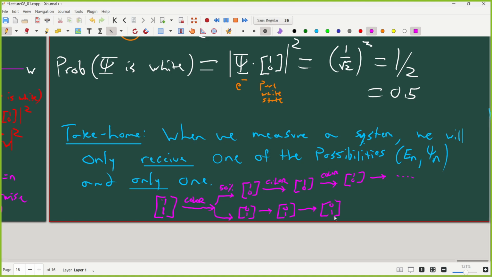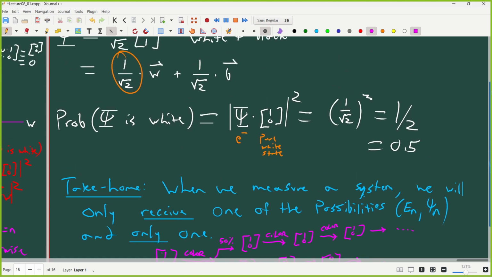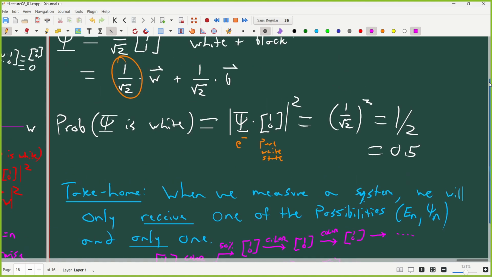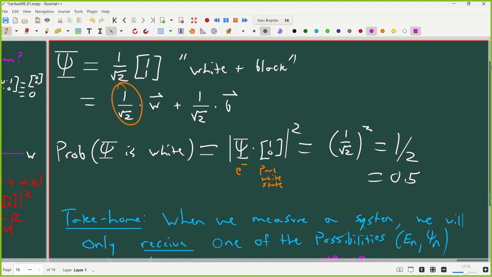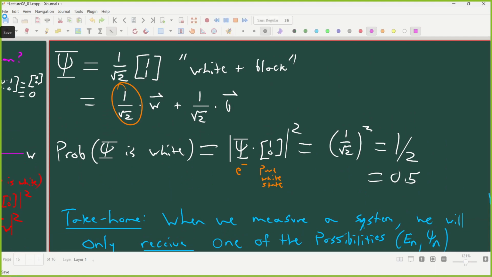Cypher? Yes, ma'am. So, if it's 1, 1, does that mean it's both black and white? That's a good question, and it depends on how you look at it. So you're right. I call this white plus black.